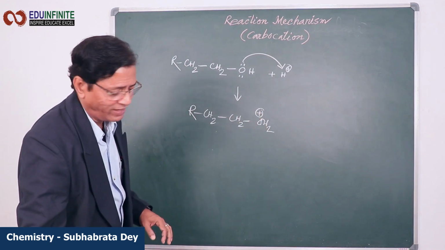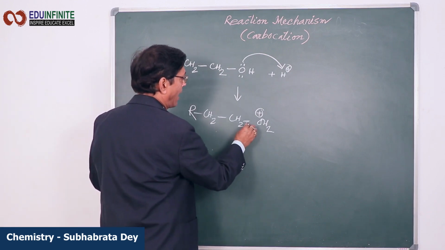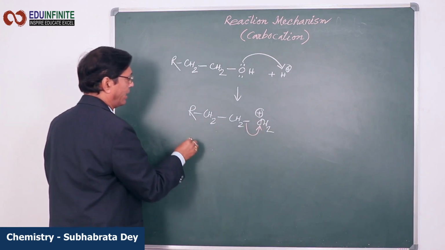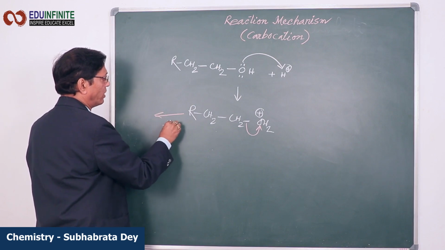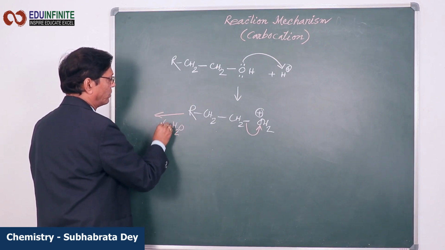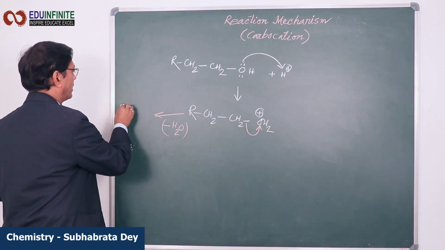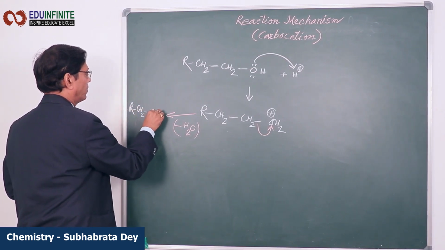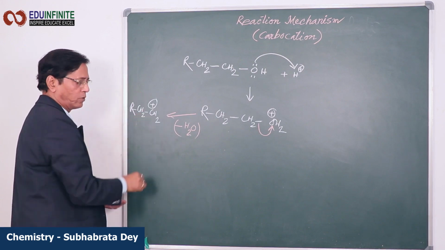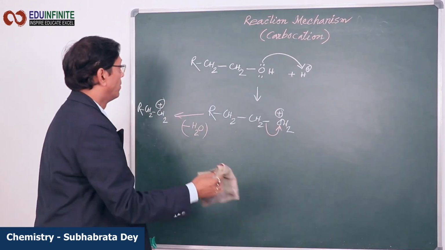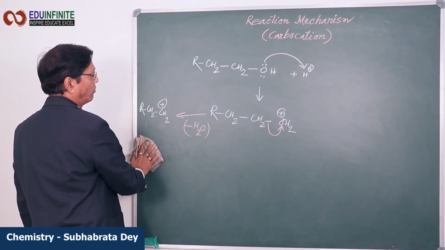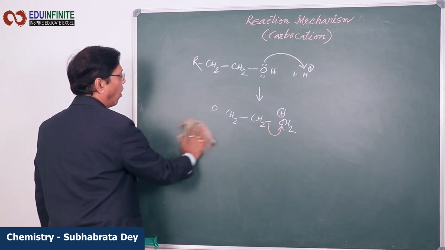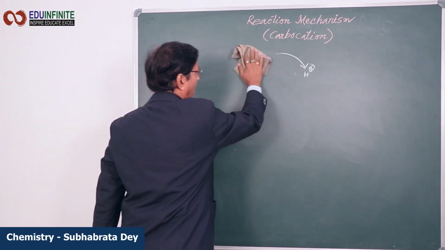After that, what is happening? This OH2 plus takes this bond pair of electrons and is released as water, and we get a carbocation. So these are the topics about the formation, how carbocations are formed. Next is the types of carbocation.